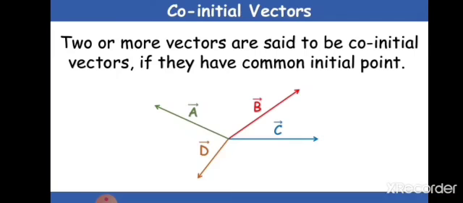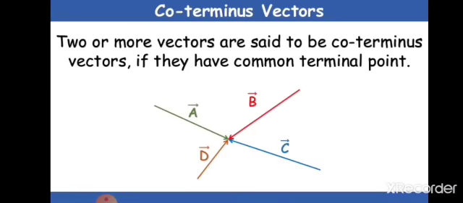Co-initial vectors. Two or more vectors are said to be co-initial vectors if they have a common initial point. So here the starting point of all the vectors is common. Then it is called co-initial vectors. It is two or more than two vectors. Here we have four vectors, vector A, vector B, vector C and vector D. Their starting point is common. Their initial point is common. So they are called co-initial vectors. Their starting point is the same.